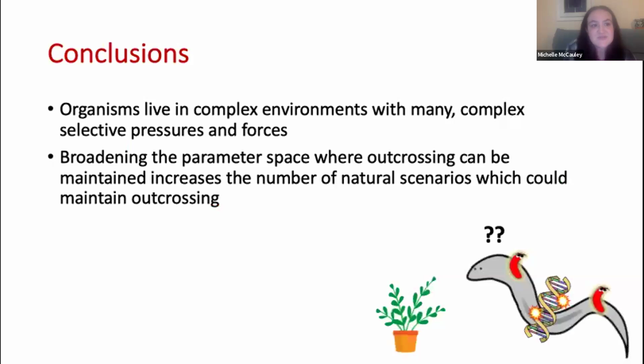So as some sort of concluding thoughts, organisms live in complex environments and must contend with many complex selective pressures and forces. So there's no reason to think that only one factor should be contributing to the maintenance of outcrossing. And so by broadening the parameter space where outcrossing can be maintained, we've sort of opened up the floor to more natural scenarios which could maintain outcrossing.